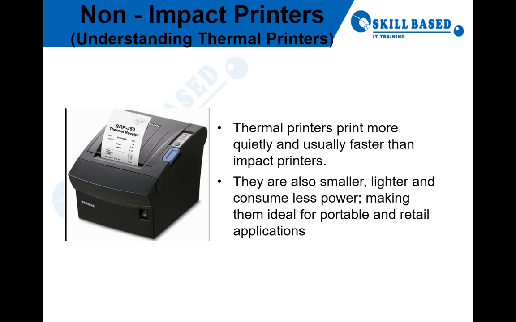The other non-impact printer is the thermal printer. Thermal printers print more quietly and usually faster than impact printers. But with thermal printers, the printout is quite limited. They usually print on very small paper, which we call special coated paper. They cannot print on normal A4 or plain paper; they need to print on special coated paper.